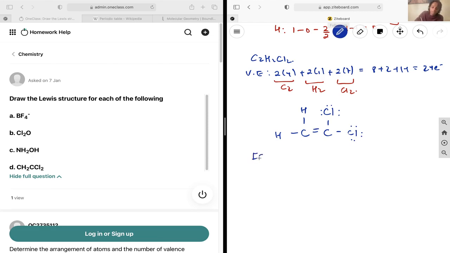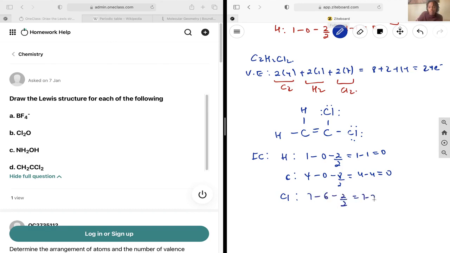Let's double check on our formal charge. For the hydrogen, they're going to have 1 minus 0 minus 2 over 2 for each of them, and that's going to give us 1 minus 1, which is 0. For the carbons, we're going to have 4 minus 0 minus 8 over 2. That's 4 minus 4, which is going to give us 0. And lastly, for chlorine, we are going to have 7 minus 6 minus 2 over 2 for each of them. So 7 minus 7, and that is going to give us 0. And so these formal charges make sense. We expected a net formal charge of 0, which is what we have. And so this is going to be our final structure.